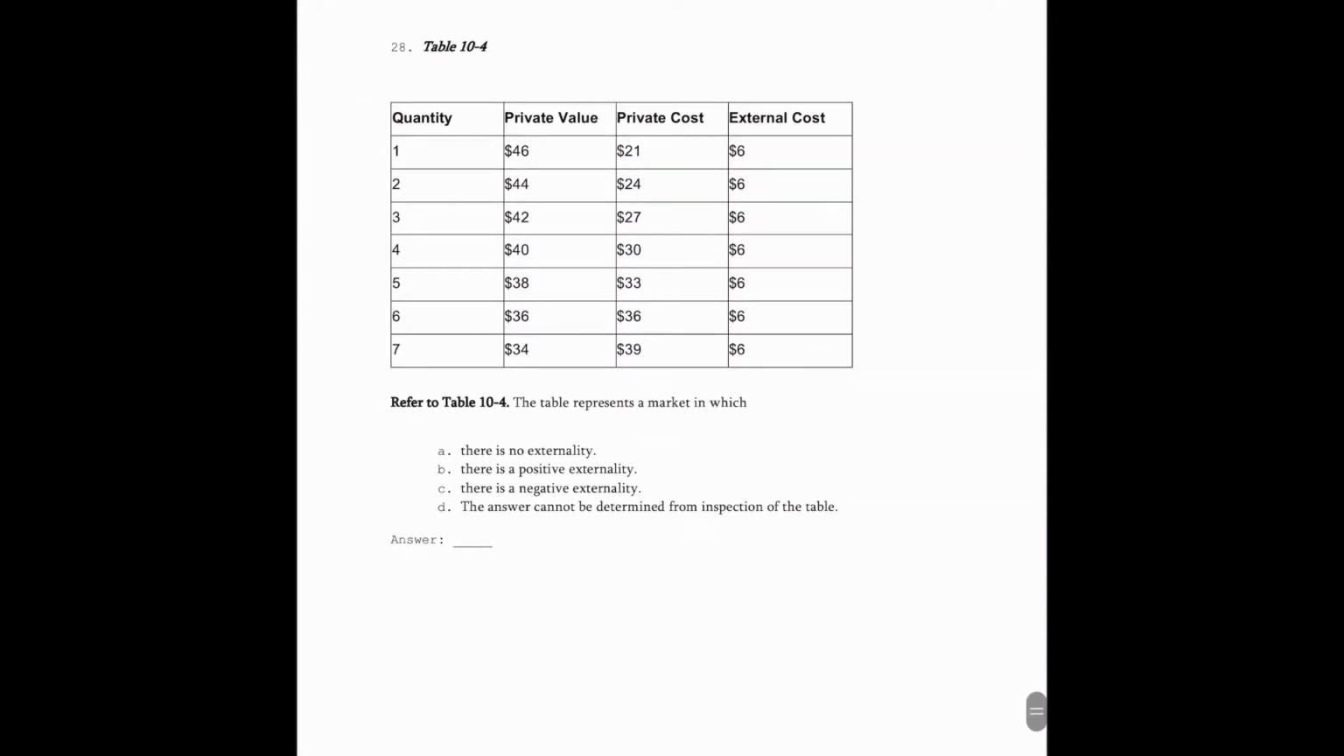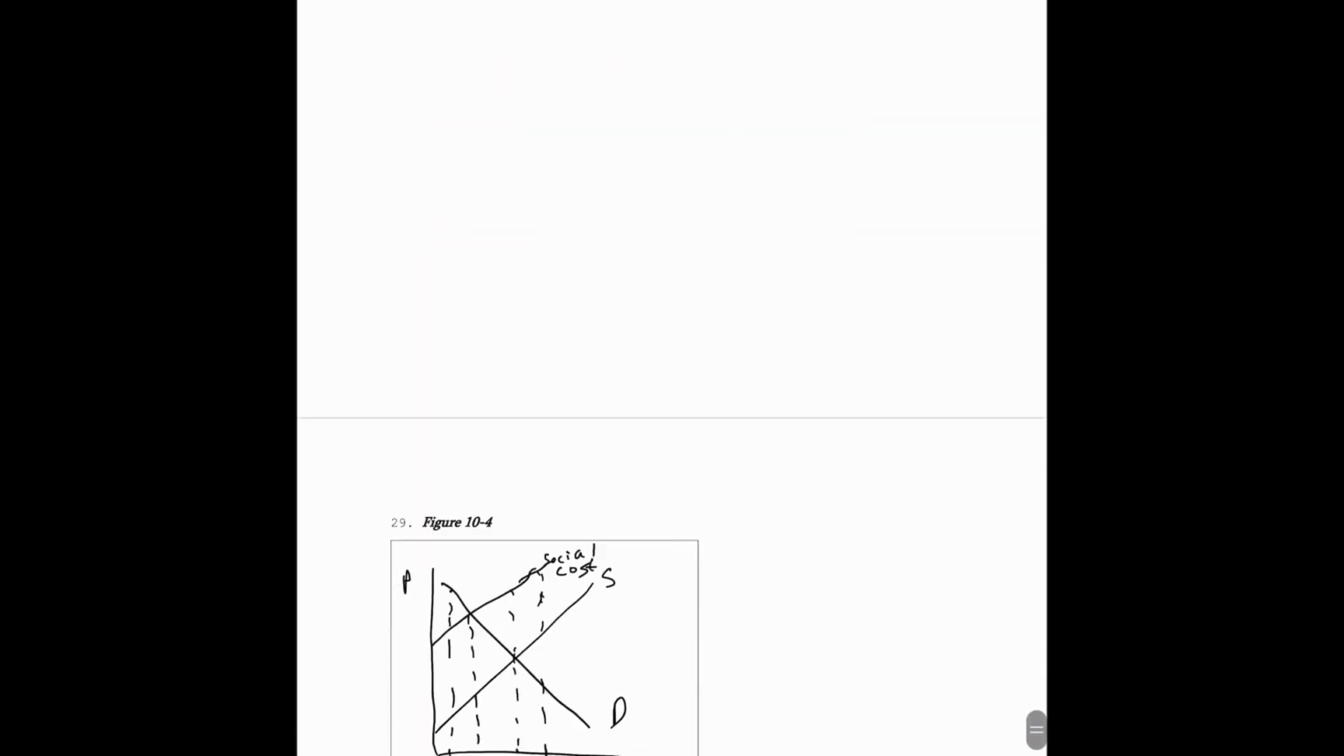28. The table represents a market in which, well, what is this, an external cost? The external cost is always 6, which means this is a negative externality. A negative externality is always an additional cost. So then there is no positive externality. There is a negative externality because there's an external cost present.